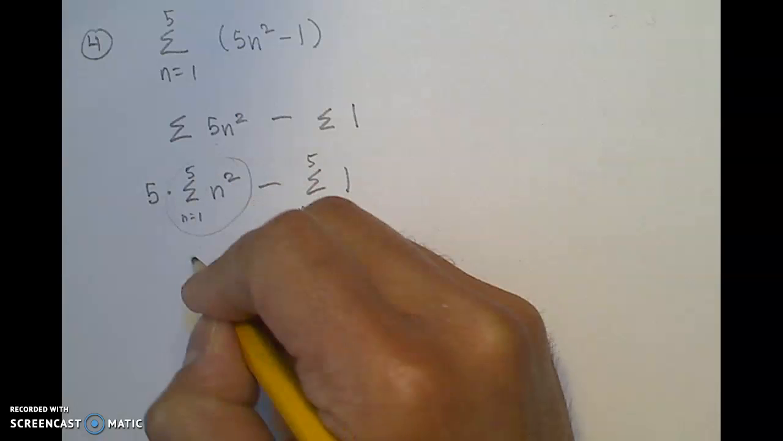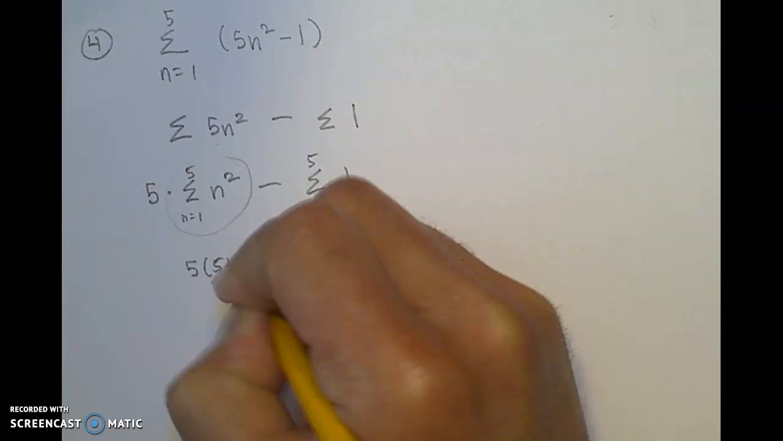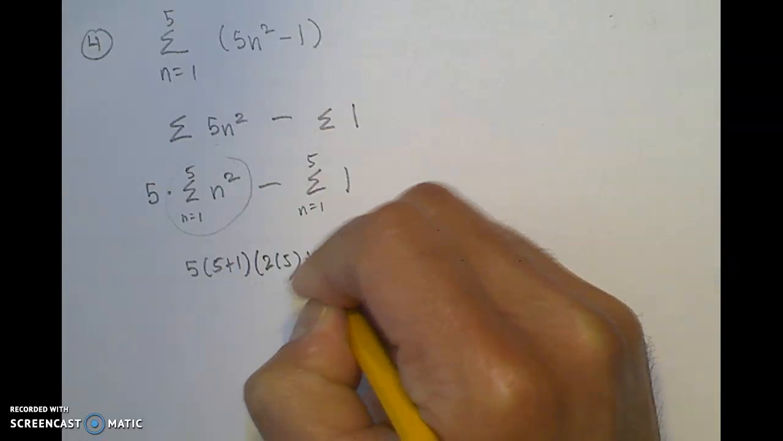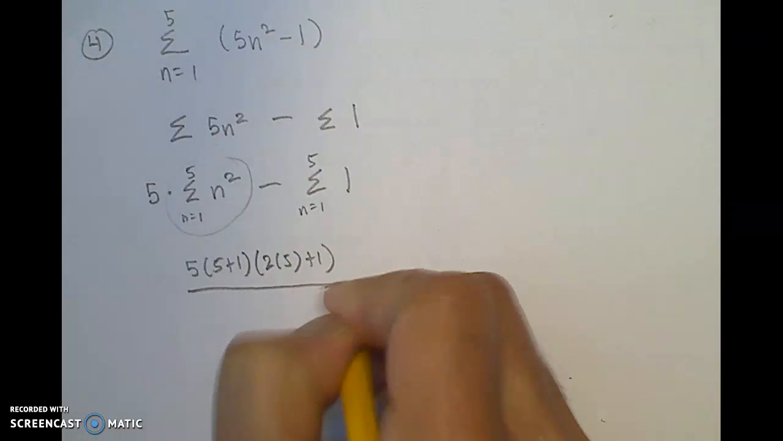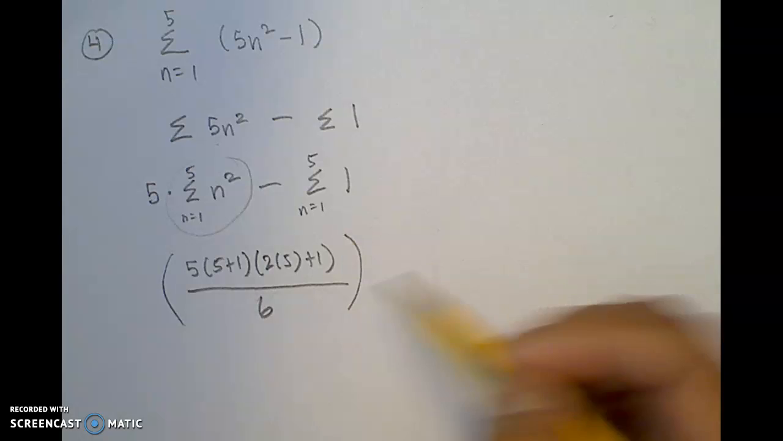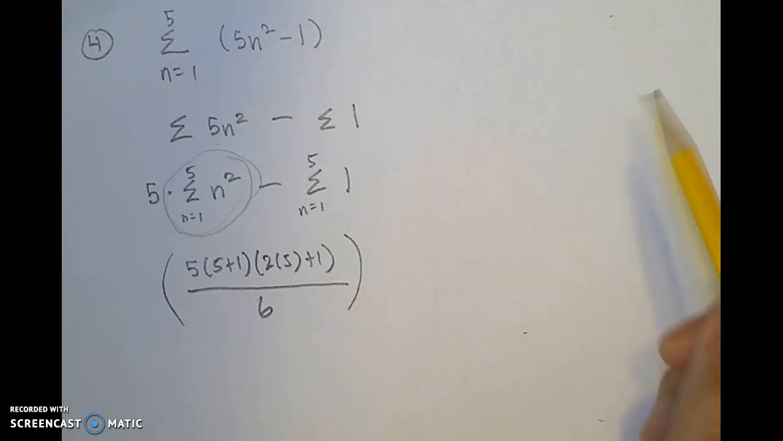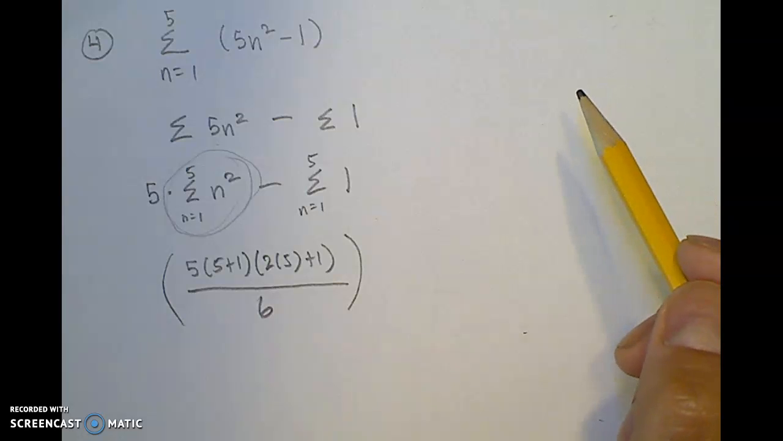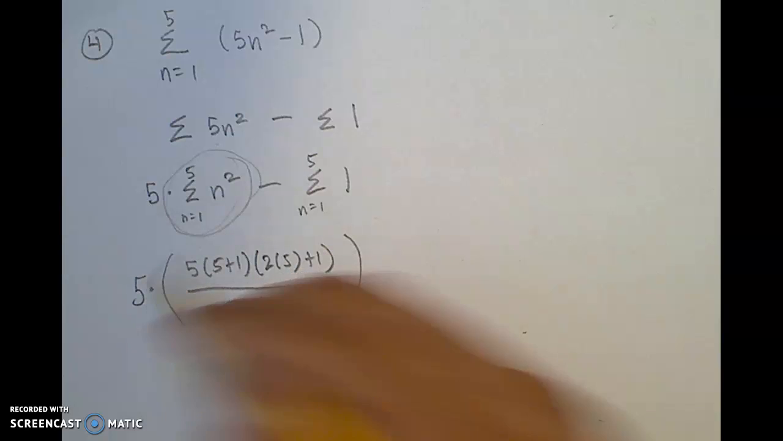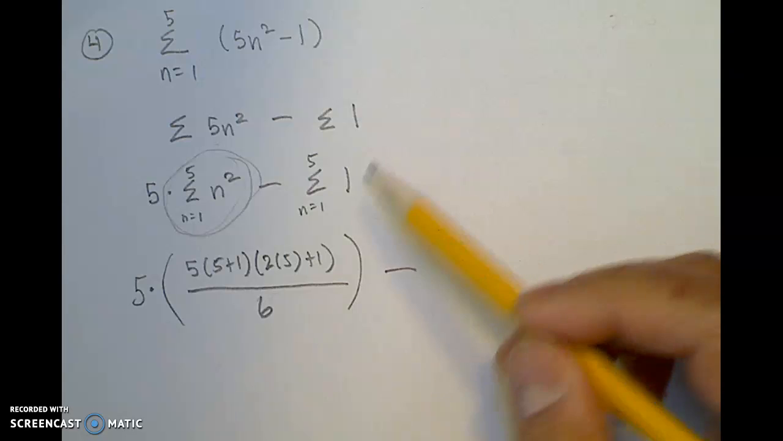I'm going to 5, so that's going to be 5 times 5 plus 1 times 2 times 3 all of this is coming from this summation, again using the formula. I'm going to bring down this 5, so I'm going to multiply that times that. Then we're going to subtract this next summation.